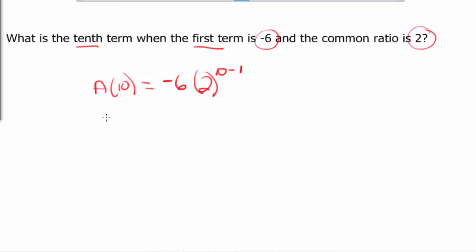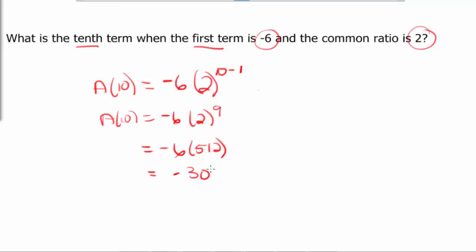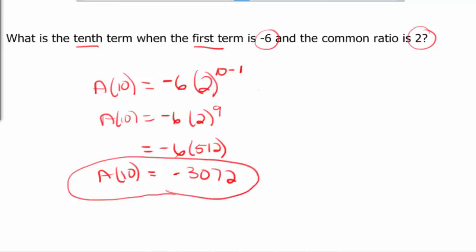So the 10th term is negative 6 times 2 to the 9th. 2 to the 9th is 512. And then negative 6 times 512 is negative 3,072. So it's saying that the 10th term in this sequence is negative 3,072. And that is it.